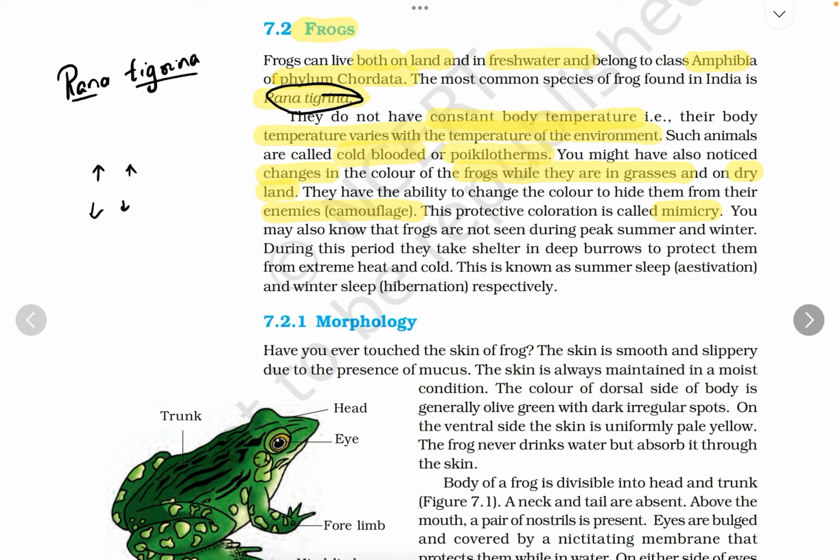You know that frogs during the peak summer and winter are not seen during that time, right? So frogs are not seen during peak summer and peak winter. During this period, they take shelter in deep burrows. They go into the deep burrows to protect themselves from extreme heat and cold because they cannot regulate their body temperature. That's obvious, right? Because of that, they go into deep burrows.